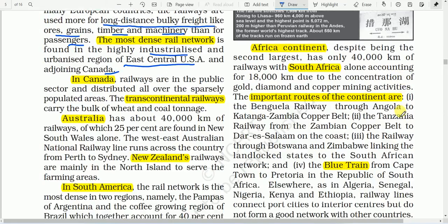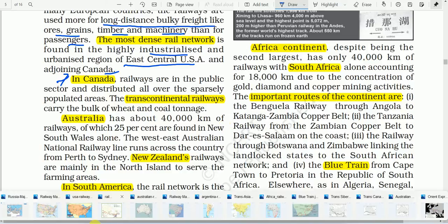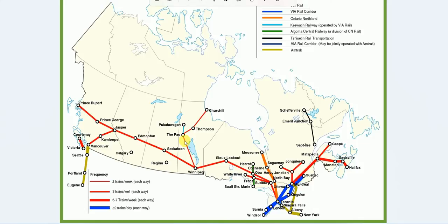Then in Canada, railways are in the public sector, means controlled and maintained by the government, and distributed all over these sparsely populated areas. The Transcontinental Railways carry the bulk of wheat and coal tonnage, so mainly used for transporting wheat and coal and other raw materials. And here we have this one. So this is a railway map of Canada, a map showing distribution of railways in Canada.